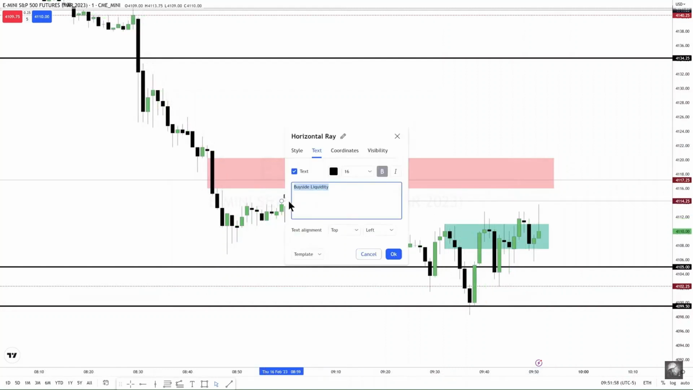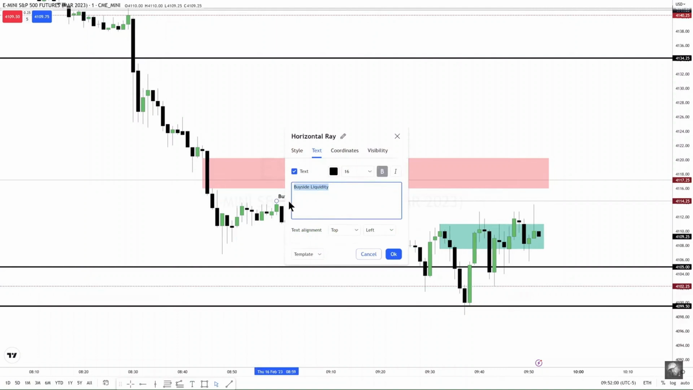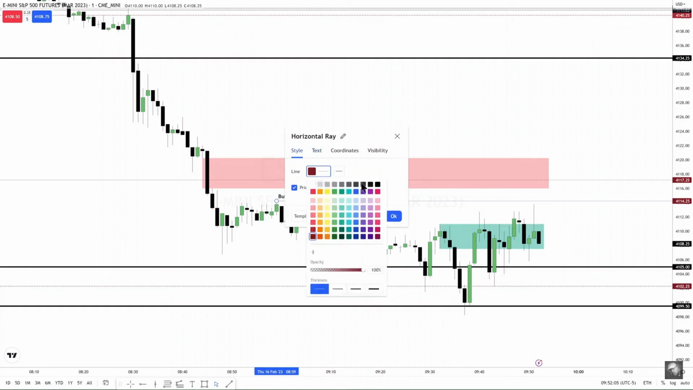So for folks that have trailed their stop loss, that's short. Give me one second. I gotta make this line obsessive. I'm sorry.